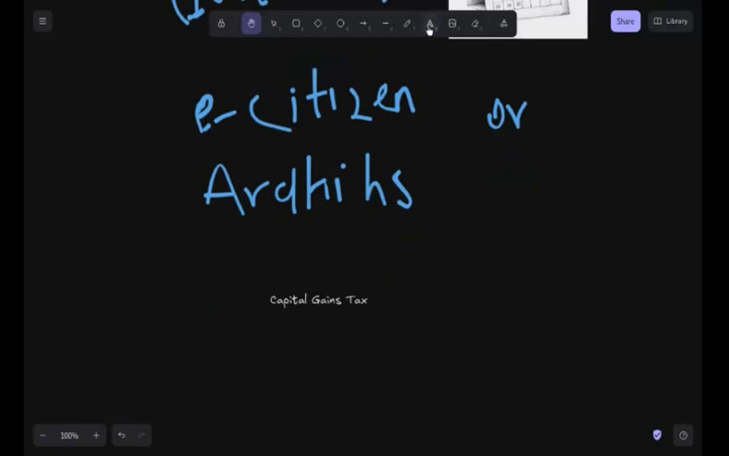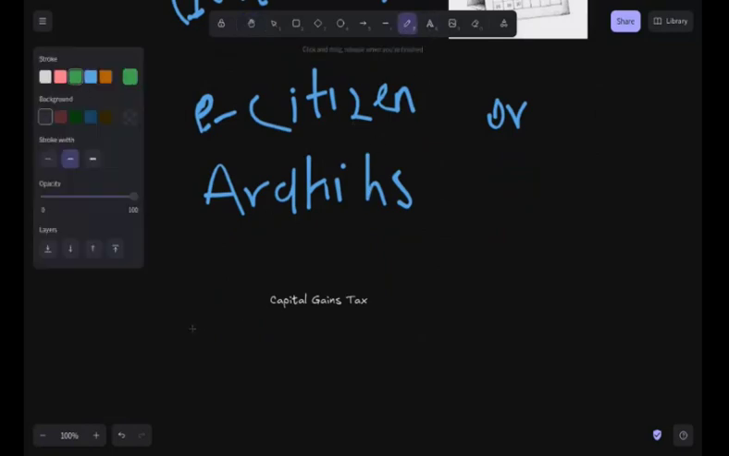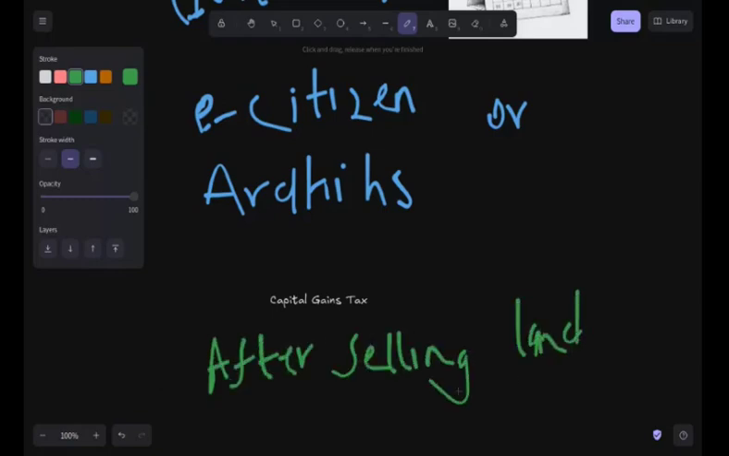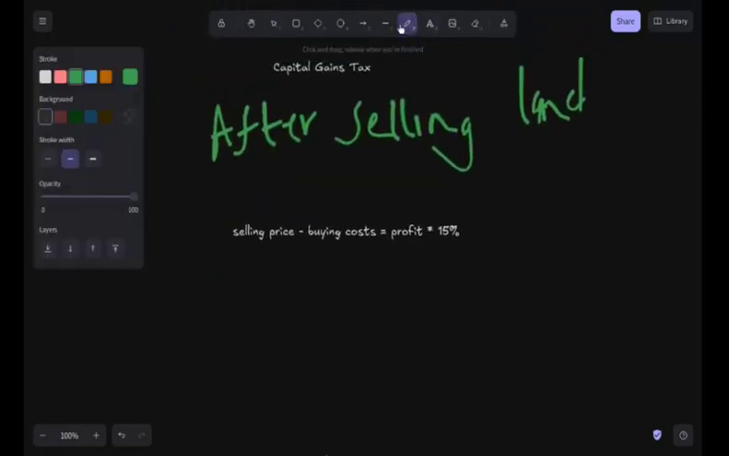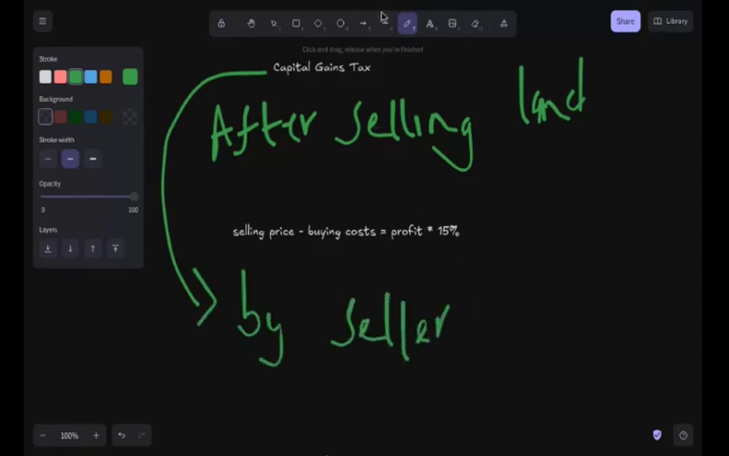Now let's talk about capital gains tax, or CGT. This tax applies when you sell land at a profit. The Kenya Revenue Authority charges 15% on your net gain. That's the profit after deducting the cost of purchase and other related expenses like legal fees or valuation. Capital gains tax is paid by the seller, and it must be filed before the transaction is finalized. If you're selling land, it's important to plan for this. Otherwise, you might face delays during the transfer.